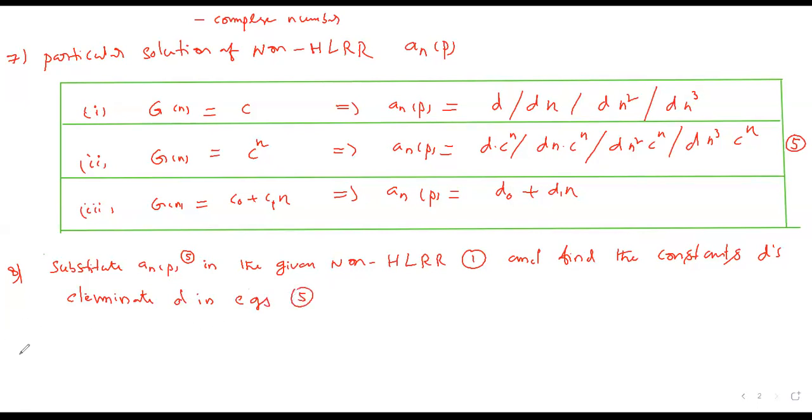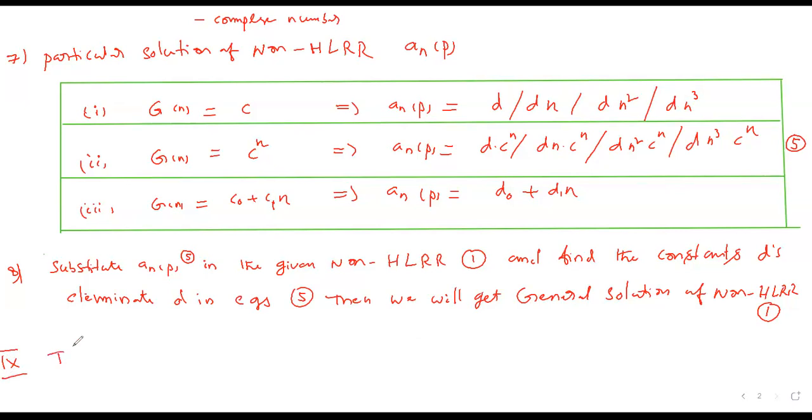Then after that, this is one of the important cases. We will get the general solution of the non-homogeneous linear recurrence relation, equation 1. So finally you will get the general solution here. But there is a 9th step also. What is this 9th step? It is very important, my dear students.